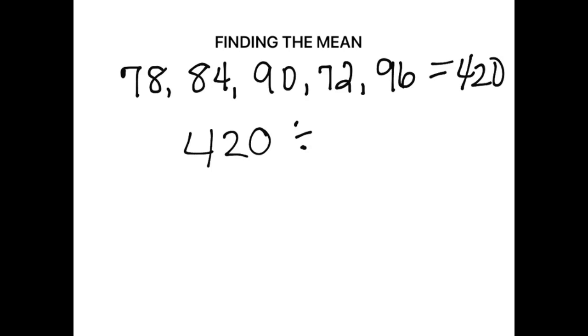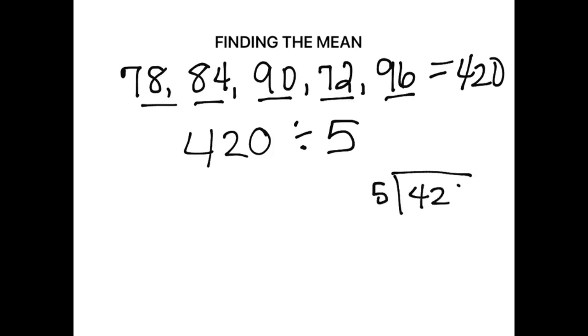So when I count, we have 1, 2, 3, 4, 5. Okay, so we're going to divide by 5. And over in the corner, we could do like a quick division box if you like. All right, so 5 goes into 4, 0 times. 5 goes into 42, 8 times, because 5 times 8 is 40.